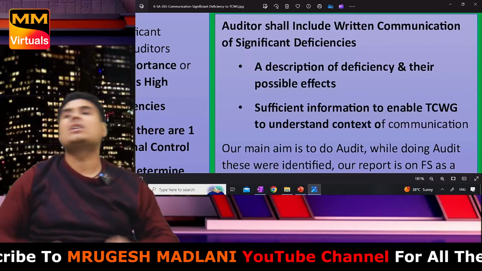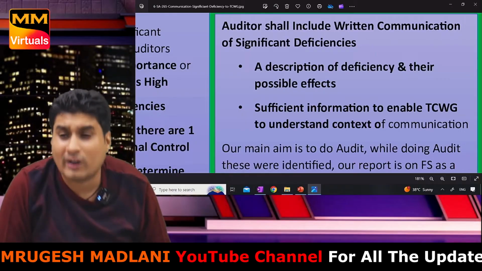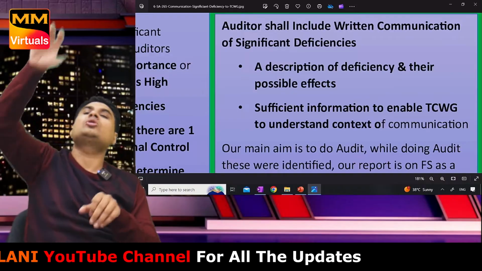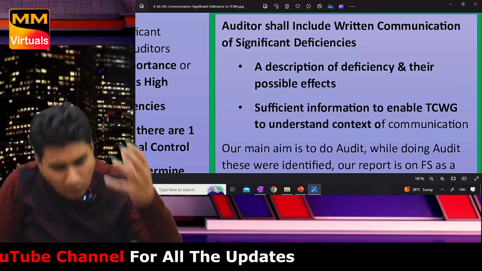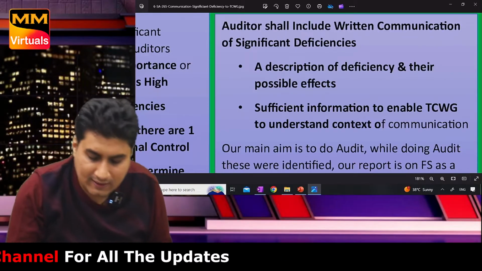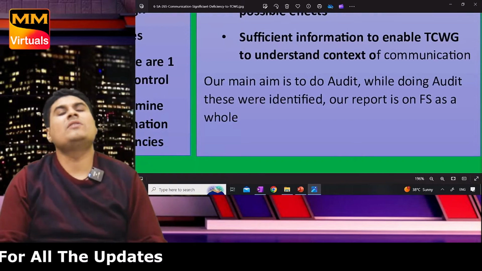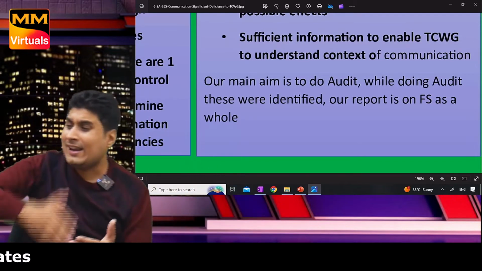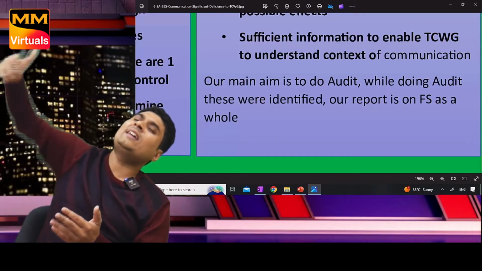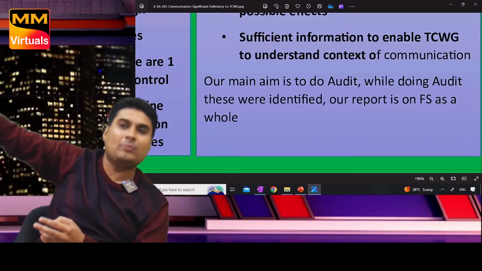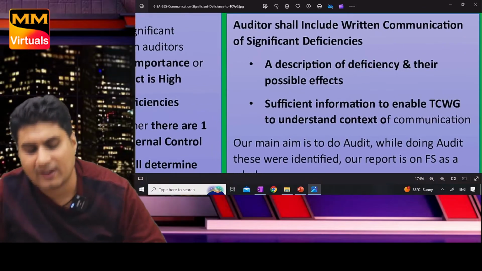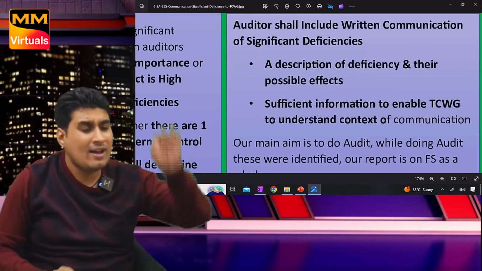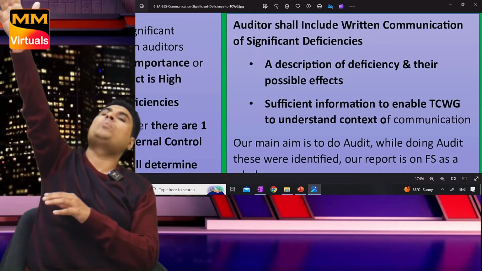Sufficient information to enable TCWG to understand context of communication. Sufficient information so those charged with governance can understand what's the context of communication. Clear? Our aim, in the last we will write, our aim is to do audit, not to find out deficiencies. But while doing the audit, while finding risk of material misstatement, we found them. Okay, very simple. So tell me, in significant deficiency, what we will write? Only this question can come. Mostly this is a MCQ. A description of deficiency and their possible effect.